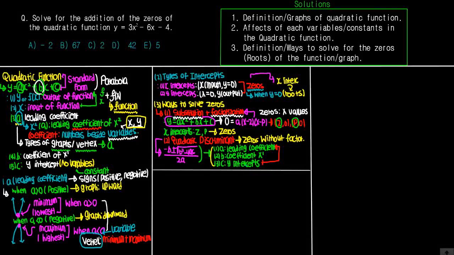The question is to solve for the sum of the zeros of the quadratic function y equals 3x squared minus 6x minus 4. Last time, we thought about solving this through the quadratic discriminant. And our ultimate question in this case was solving for the zeros, which is the same thing as the x-intercepts.